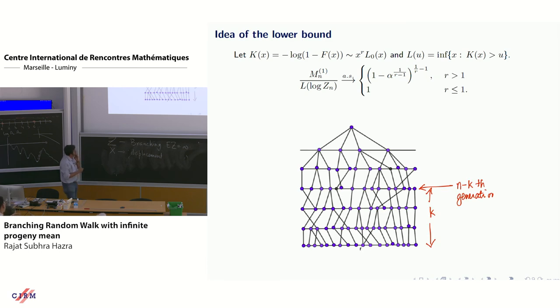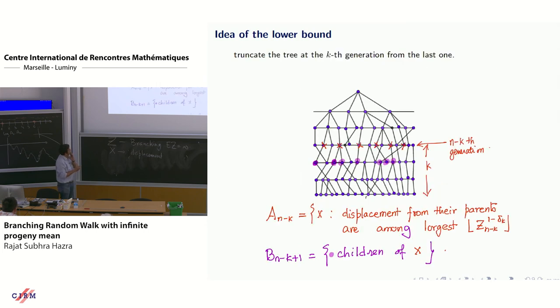So what you do is you truncate the tree at the n minus k generation from the top, or k generations from below, and now you look at the n minus k generation. There are some crosses here. So what are these crosses? There are certain particles in the n minus k generation. You don't take all the particles. What you do is you take the largest ones; there are Z_{n-k} many particles. You take a little less than Z_{n-k} many particles, that is Z_{n-k} to the power 1 minus delta_k. So delta_k is a number between 0 and 1, which you don't know, but you choose a fraction. Say delta_k is half. So you choose root Z_{n-k} many particles among these.